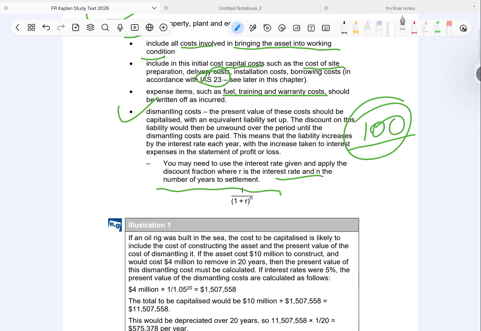So to find that, we'll be given a rate of interest in our question. Let's say that is 10%.